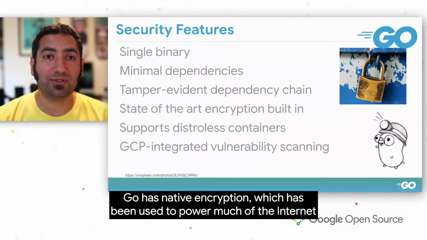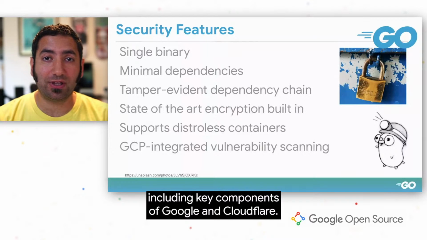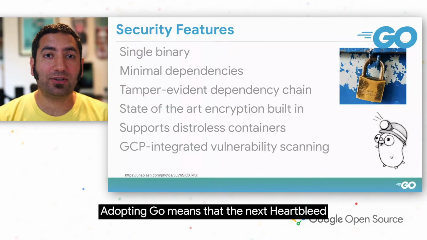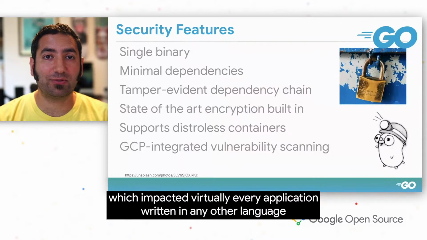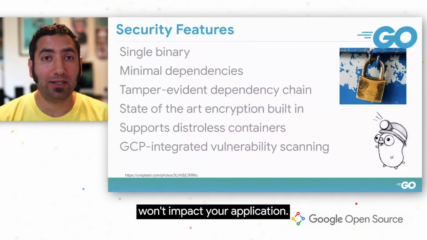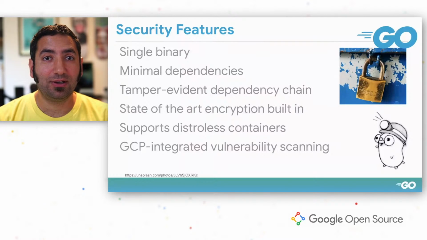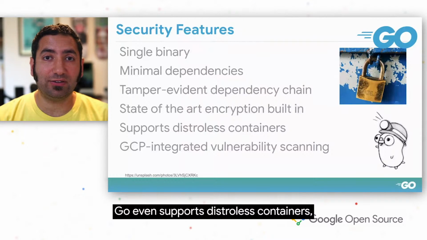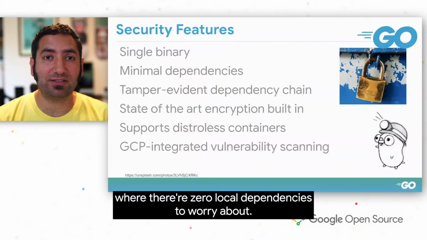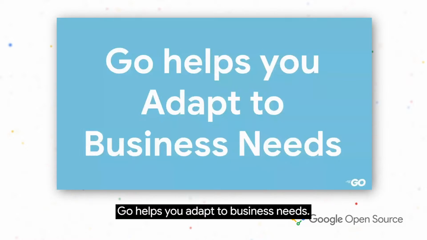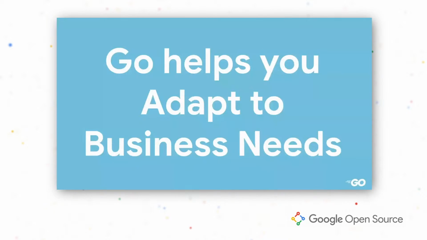Go has native encryption, which has been used to power much of the internet, including key components of Google and Cloudflare. Adopting Go means that the next Heartbleed, which impacted virtually every application written in any other language, won't impact your application. Go even supports distroless containers, where there are zero local dependencies to worry about. Go helps you adapt to business needs.